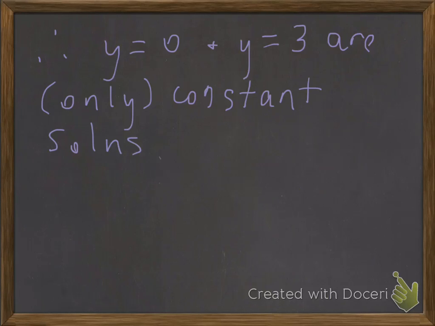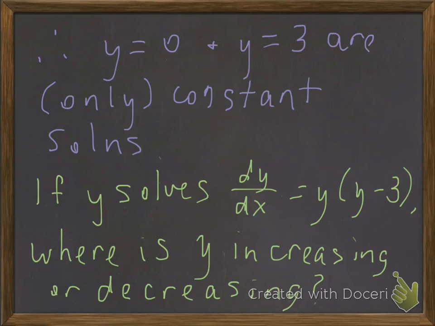Why is that? Well, we know that if we have a constant solution to a differential equation, that means that its derivative is equal to 0. So if we plug y equals c into our differential equation, notice that's exactly solving for the fixed points of f of y. So we get exactly the two constant solutions, c equals 0 and c equals 3, and only those two solutions.